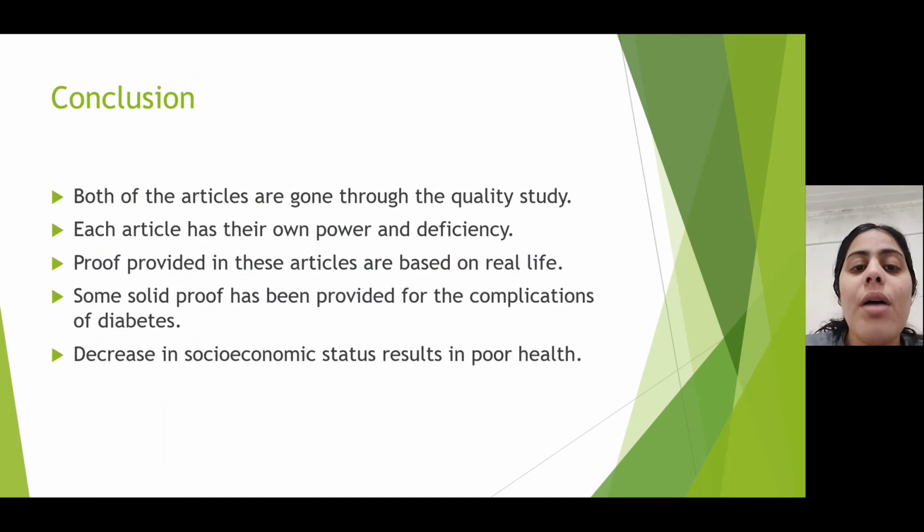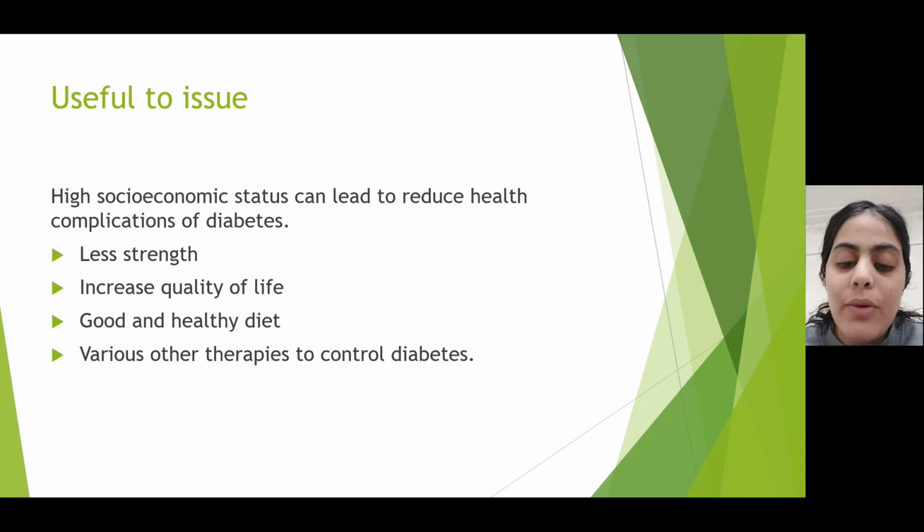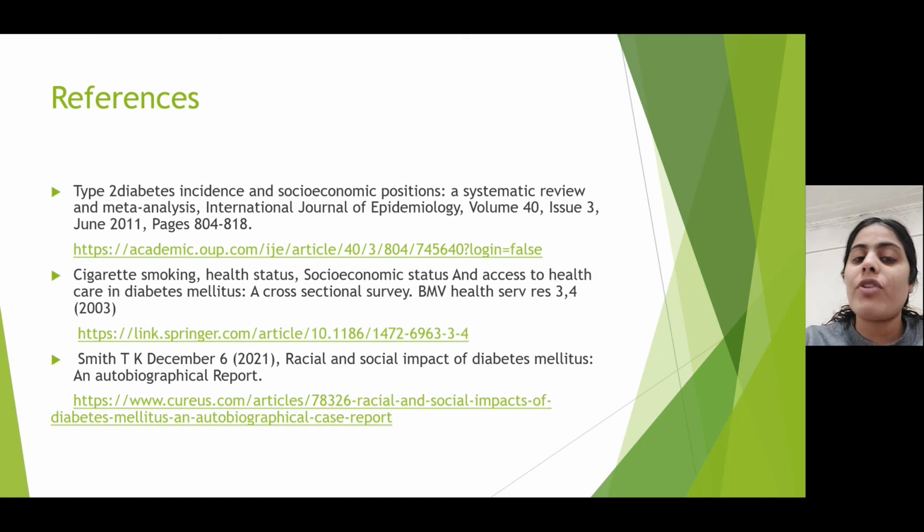Next is the conclusion. Both of the articles are quality studies. Each article has its own strengths and efficiency. The proof provided in these articles is based on real life. Some solid proof has been provided for the complications of diabetes: a decrease in socioeconomic status results in poor health. It is useful to note that high socioeconomic status can lead to reduced health complications of diabetes, more strength, increased quality of life, a good and healthy diet, and various other therapies to control diabetes. These are all about the various complications of diabetes.